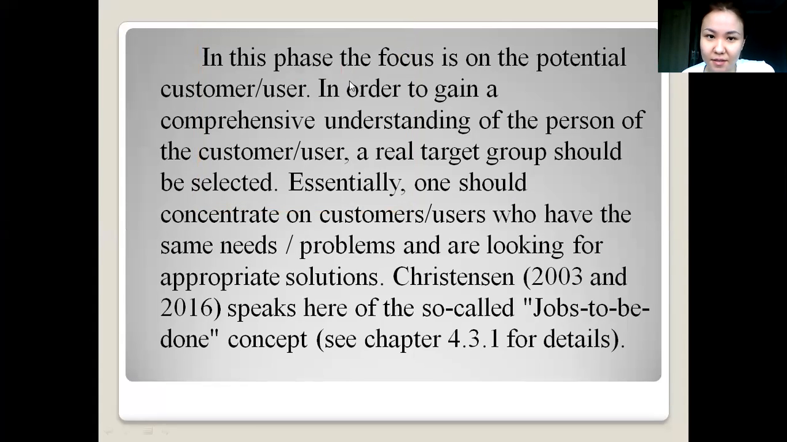In this phase, the focus is on the potential customer. In order to gain a comprehensive understanding of the person of a customer, a real target group should be selected. Essentially, one should concentrate on customers or users who have the same needs or problems and are looking for appropriate solutions. Christensen speaks here of the so-called jobs to be done concept.